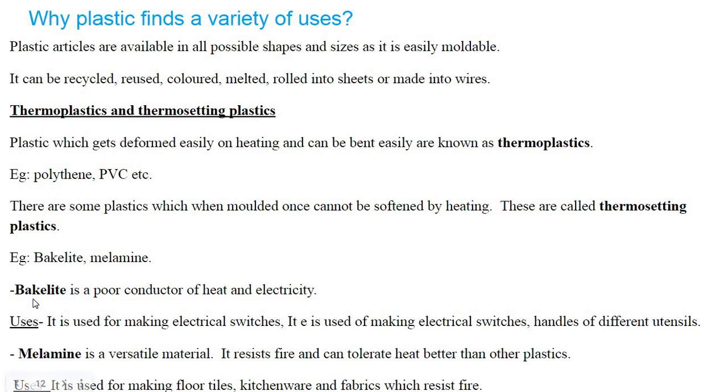And the second type of thermosetting plastic is melamine. Melamine is a versatile material. That means it has many uses or many applications. It resists fire and can tolerate heat better than other plastics. It is used for making floor tiles, kitchenware and fabrics which resist fire.